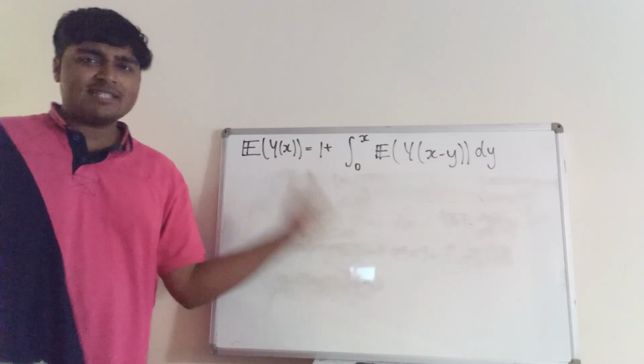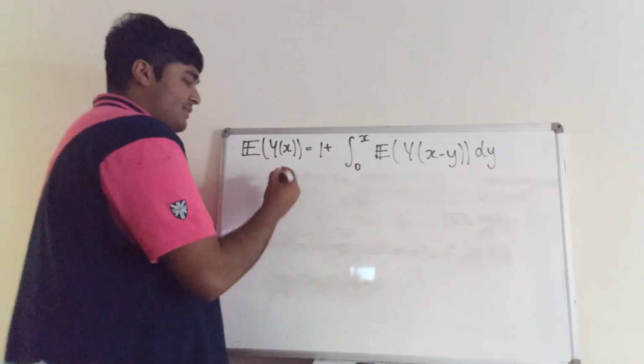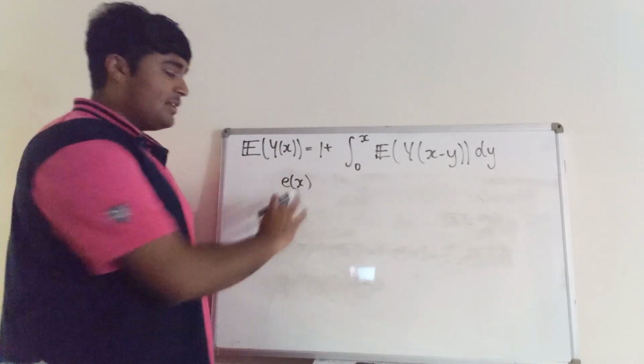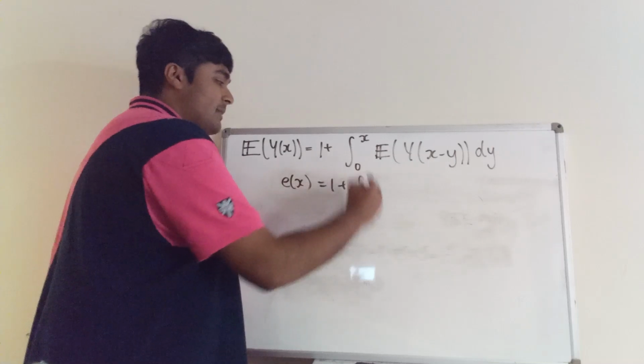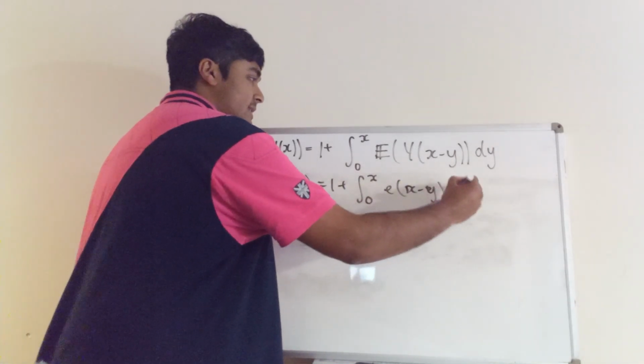Now what we're going to do is use this to compute the expected value of y of x. Let's just change this here, for notation, to e of x. So the expected value of y of x, just denoted with e of x, is equal to 1 plus the integral from 0 to x of e of x minus y dy.